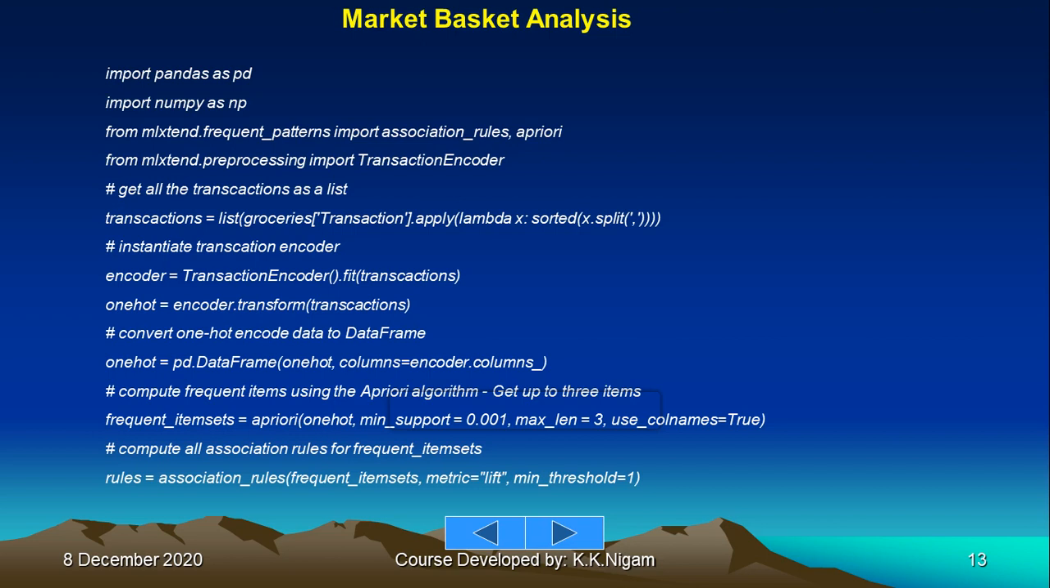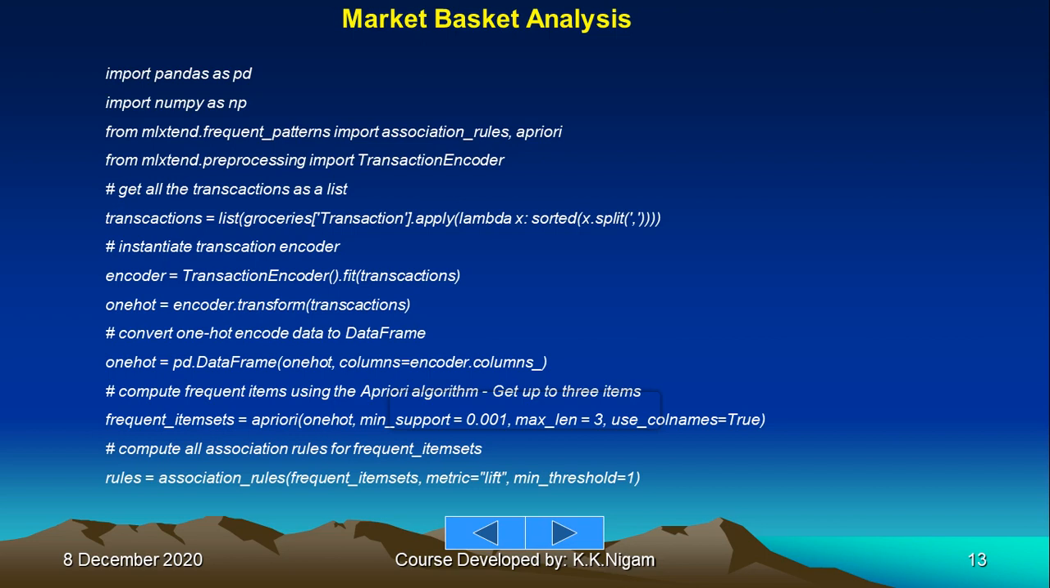Then instantiate the transaction encoder. Encoder is a transaction encoder. Then one hot, I'm not explaining it right now because it is too early. When we start working on the exercise, I think it will be better to explain all of this in more detail. So convert the one hot encoded data to a data frame.